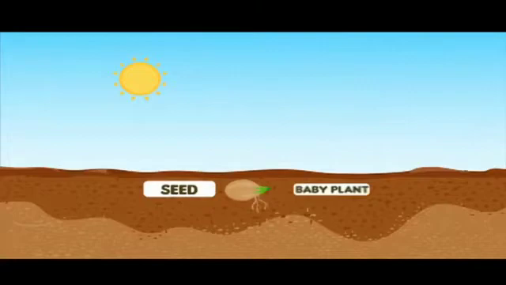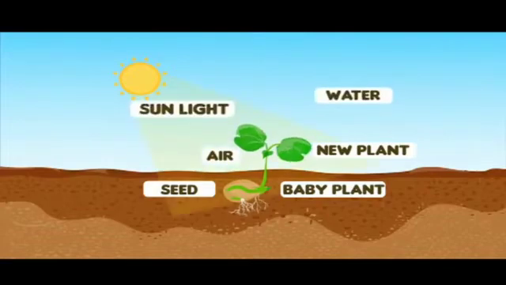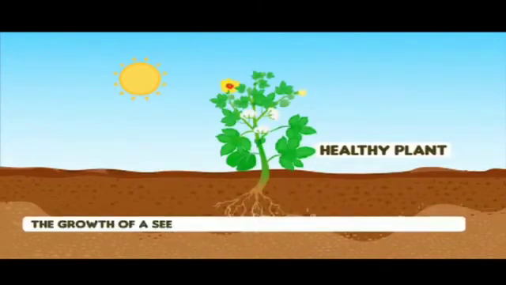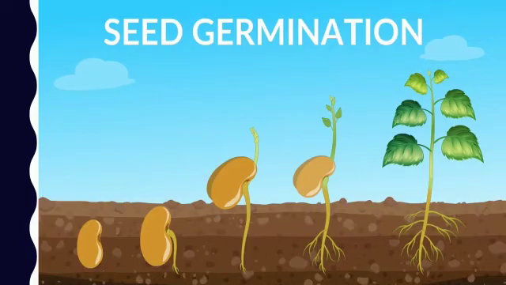The seed grows into a new plant when it gets the right amount of water, air and sunlight. The growth of a seed into a new plant is called germination. So you can see the plant growing from a seed, and this process is called germination.